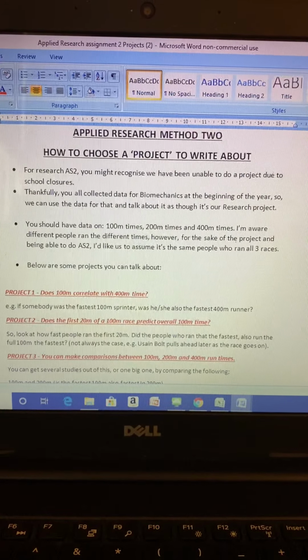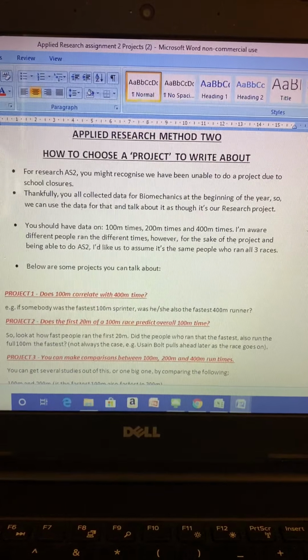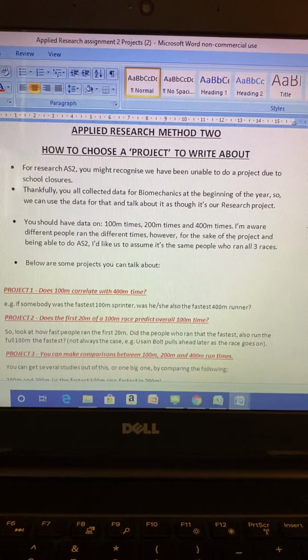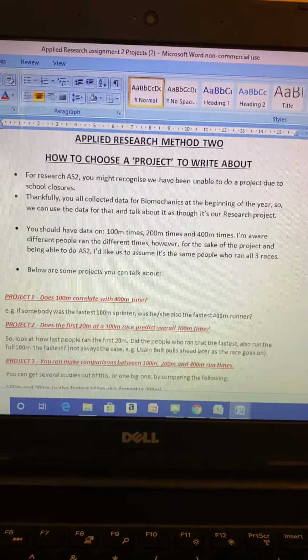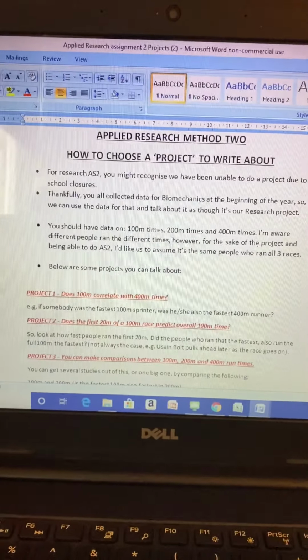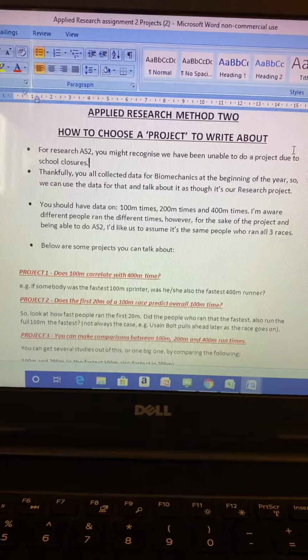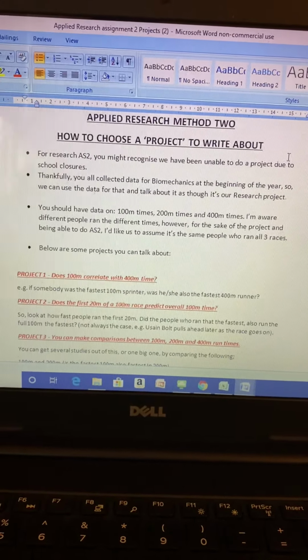Alright, so obviously Assignment 2 is difficult to do because we're not at college, so we can't use our classmates, we can't use our friends to be able to do the project. You need to think a little bit outside the box. Now, fortunately, Michael's done a really good job at putting together this sheet here, which is about how to pick your project. Okay, so all you need to do is think back to your biomechanics data.